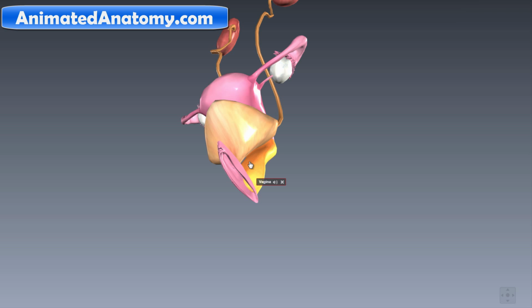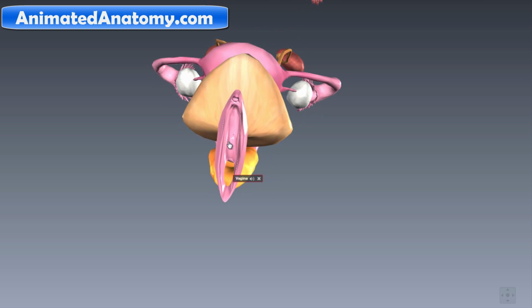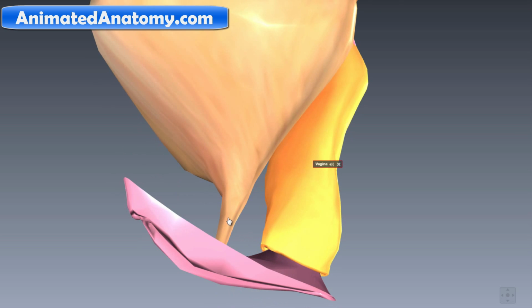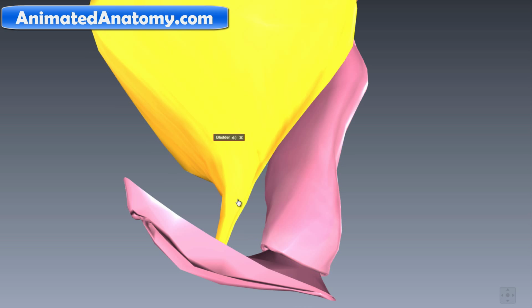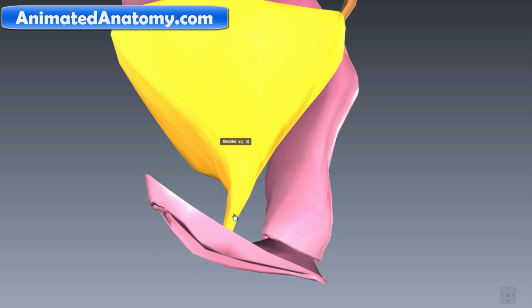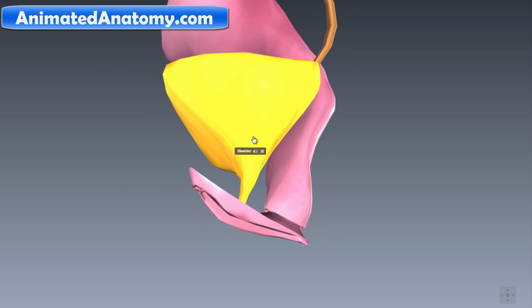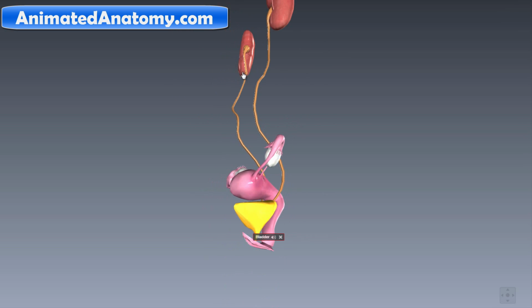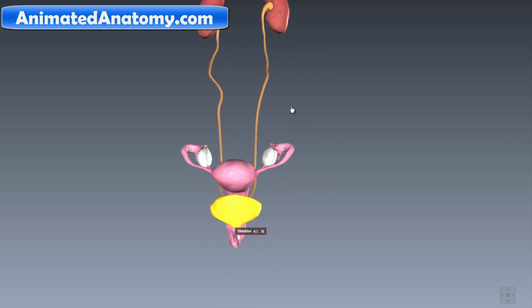Yeah. Well, you might have noticed there is also a very small hole right here. And that has nothing to do with reproductive organs. That's basically the urethra. It's coming from the bladder. Now, if we zoom out, you will see other organs here as well. And those are the urinary organs. Those are not the reproductive organs.